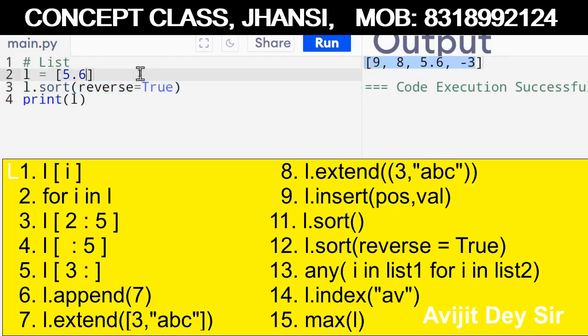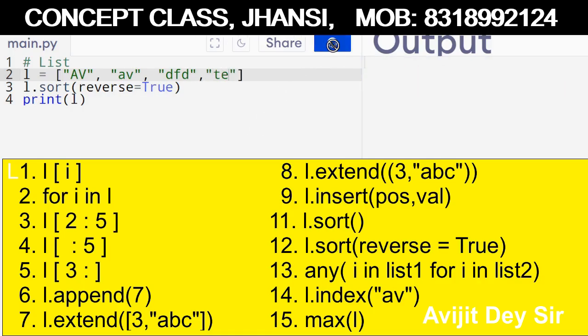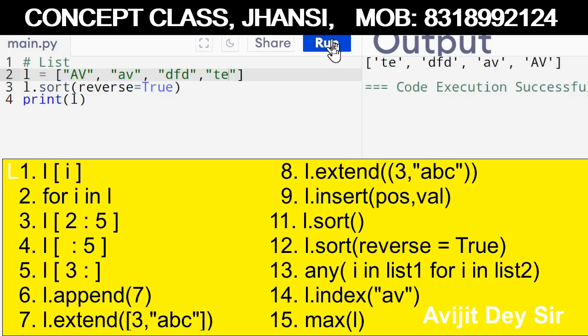Now let's check what happens to the strings AV. The data types must be the same. Say AV, say DE, then another, let's take it, say this. All must be strings. Same data type it must be. Then only it will be able to sort. So it is descending order, TED AV this.